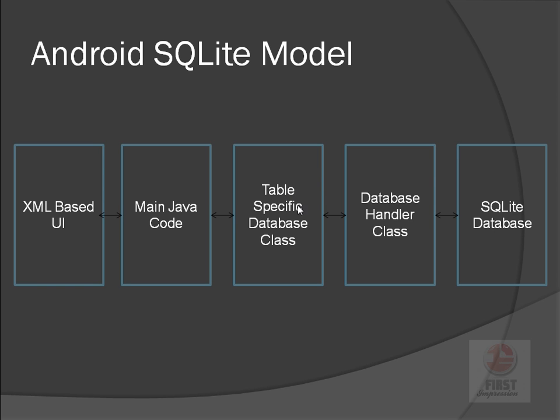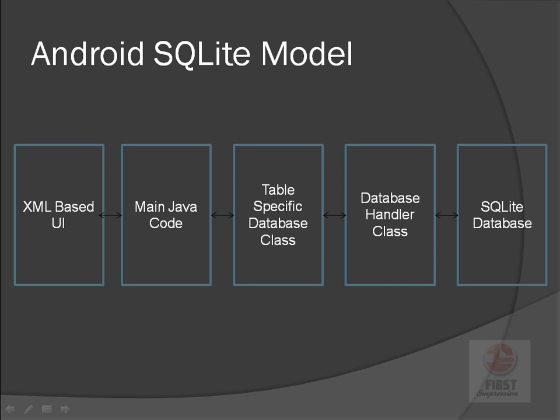This table specific class will access the database handler class. The database handler class will access the SQLite database and it will check if the user is valid or not. If the user is valid, it will give a response to the database handler class. The handler class will give the response to the table specific class. It will give the response to the main Java code, and the main Java code will display something at the output: you are logged in or you are not logged in.